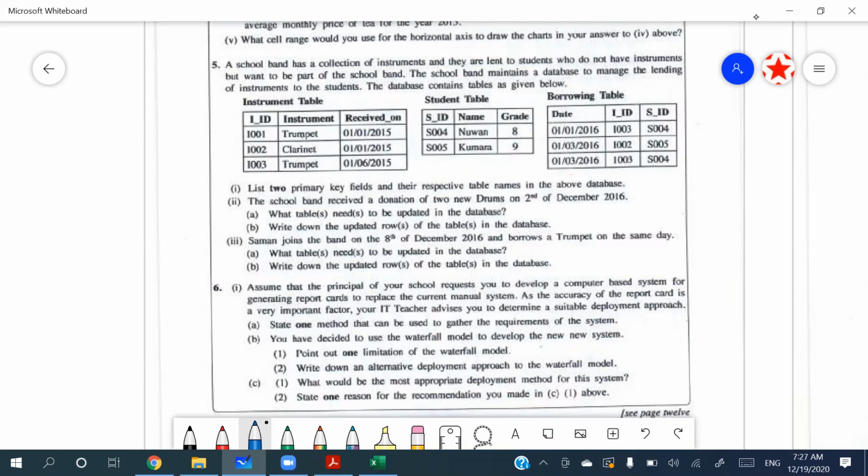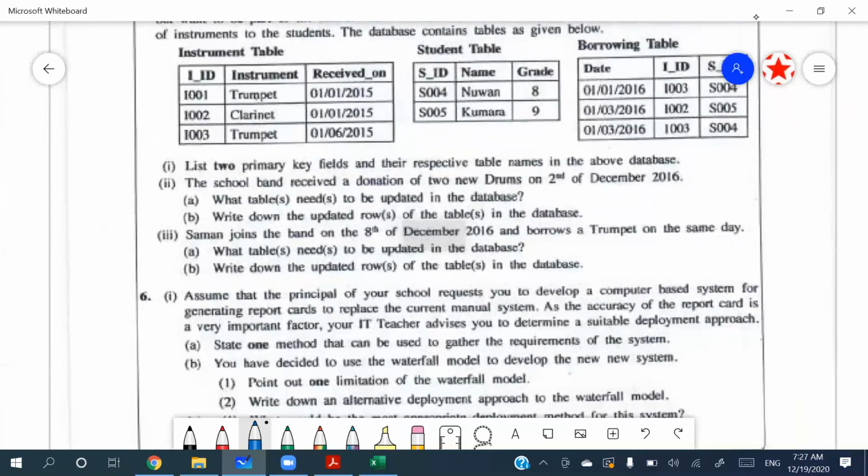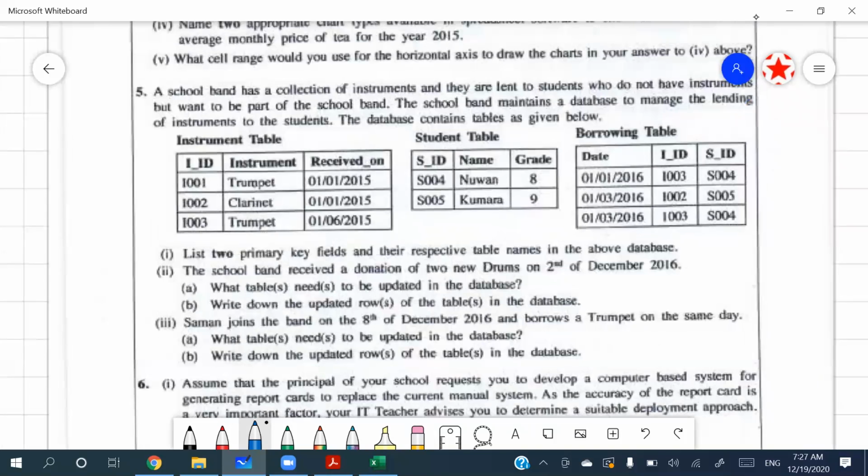Okay, the 5th question is regarding the database, one of the easiest questions again. A school band has a collection of instruments, and they are lent to students who do not have instruments but want to be part of the school band. The school band maintains a database to manage the lending of instruments to the students. The database contains tables as given below. So you can see there are 3 tables: instrument table, student table, and borrowing table.